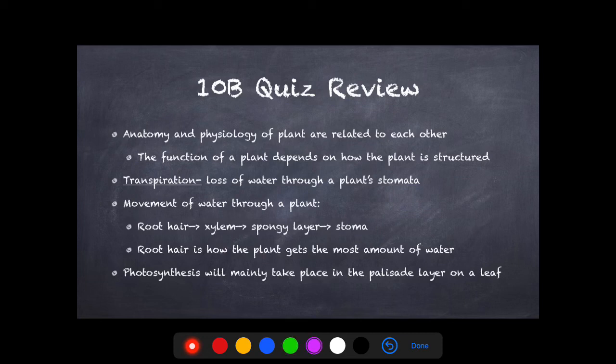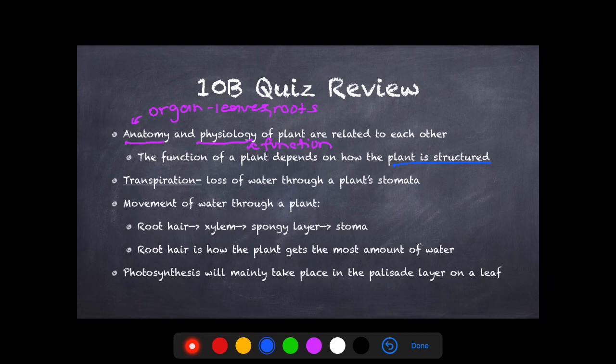So we talked about how the anatomy and physiology of a plant are related to each other. Remember, the anatomy of the plant is when we talked about the plant's organs, like their leaves, their roots, and so on. And physiology is the function of the plant. Some of the function is their response to the environment, how they grow, how they transport water, how they transport sugar. And the function of the plant really depends on how the plant is structured.